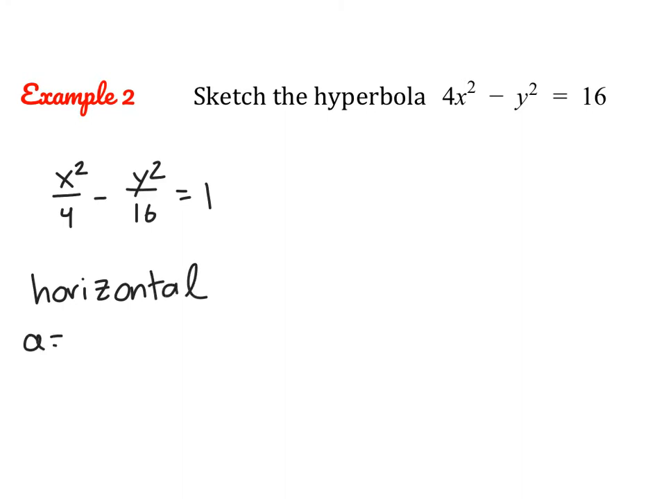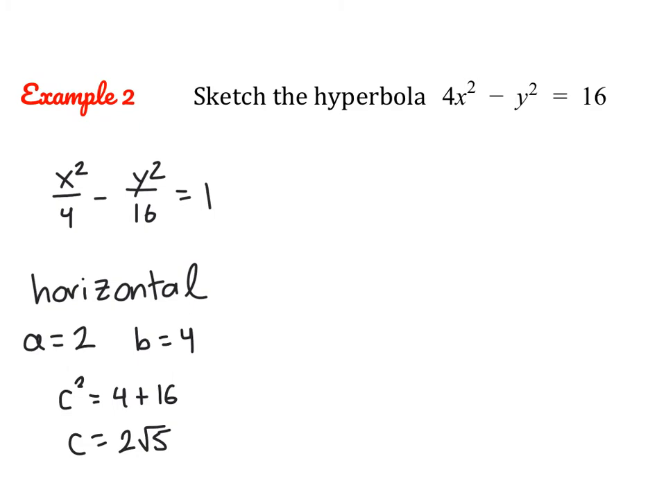And I know that my a value, I'm sorry, because my x term comes first, I know that a is going to be 2, and I know that b is going to be 4. And we can actually find our c value. So c is just going to be the square root of 20. Remember, c squared equals a squared plus b squared. So c is going to equal the square root of 20, which is 2 root 5.